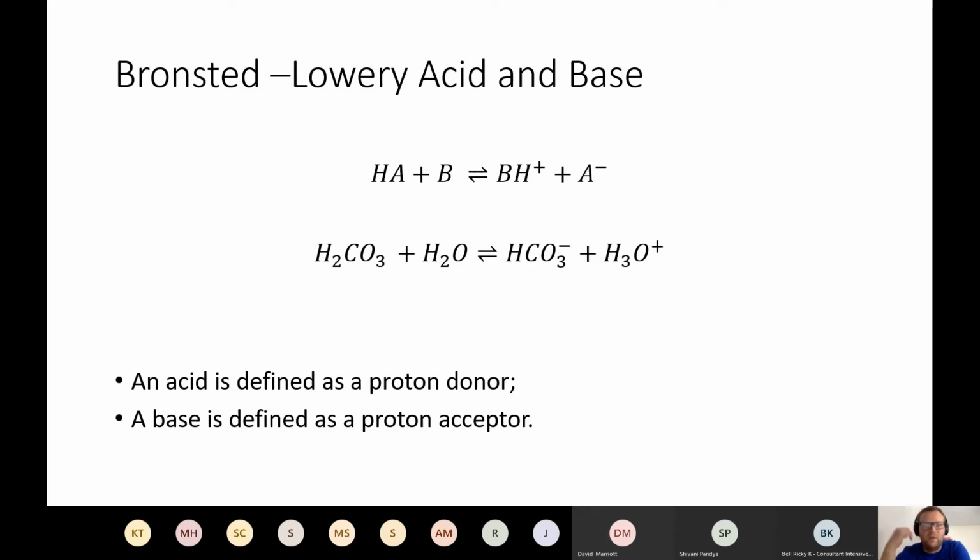If we take an example which we'll use throughout this presentation, we can see that carbonic acid here is losing its hydrogen ion and giving it to water, forming the hydronium ion, and so therefore is our acid. The water is accepting the hydrogen ion, and therefore is our base. Bicarbonate becomes our conjugate base, and water becomes our conjugate acid.